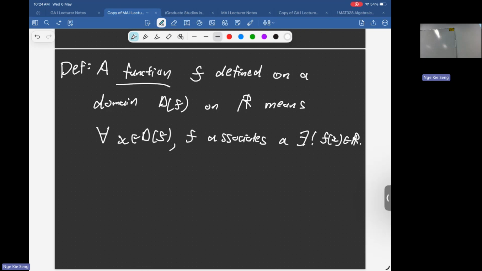Okay, so sometimes this function is called a real-valued function. It takes values in real numbers, so sometimes it's called real-valued. Yes. Yeah, output, codomain.